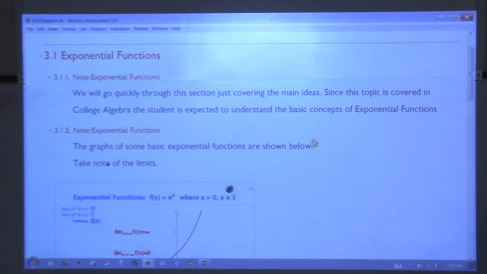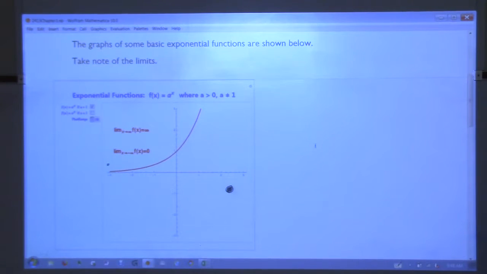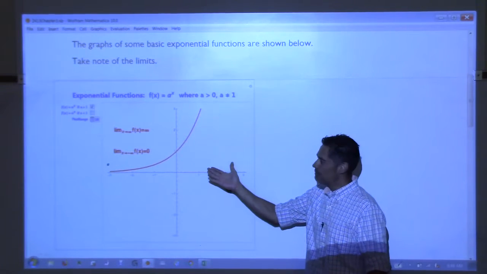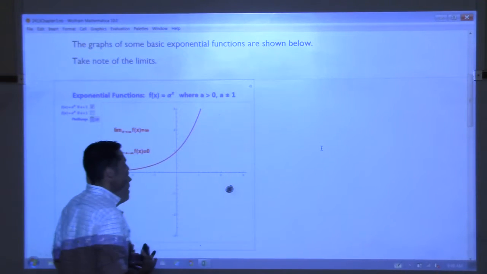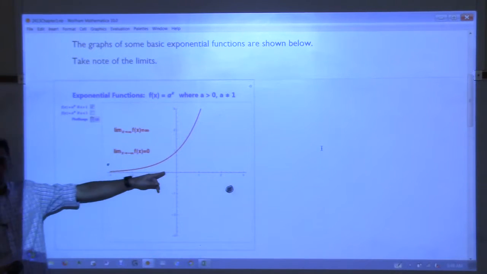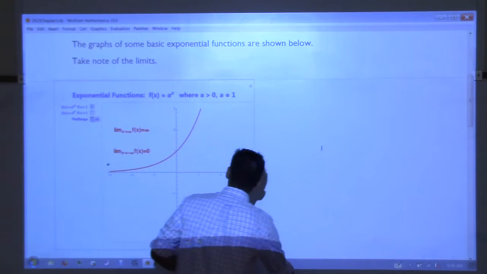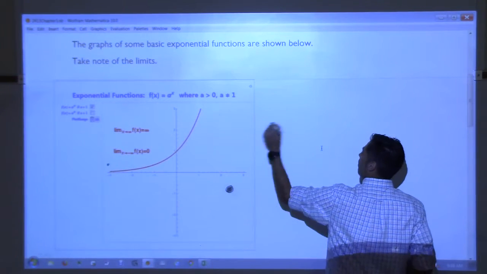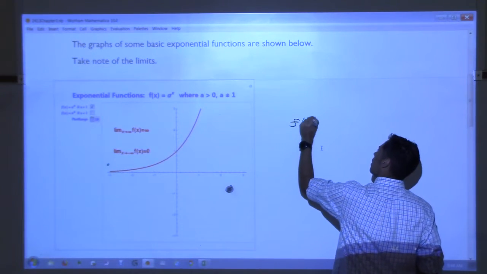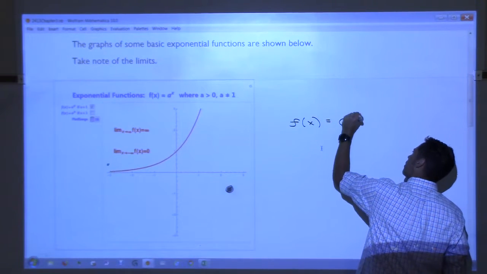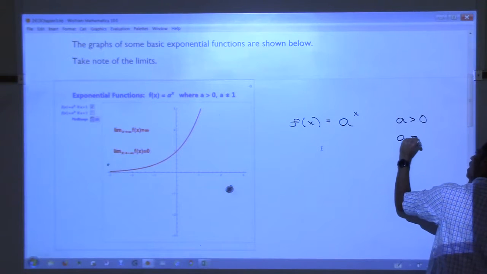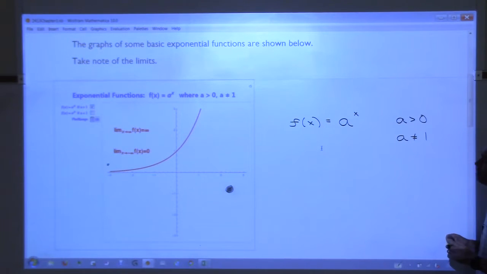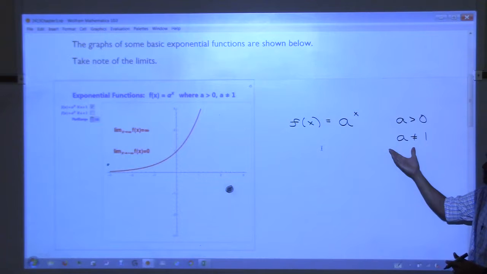I even say we're going to go quickly through this. So I really do hope that you remember what an exponential function looks like. This is what an exponential function looks like. Let's take a look at some of its behavior. I should state here, this is the function that we're looking at, f of x equals a to the x, where a is bigger than 0 and a is not equal to 1. This is the way that we define exponential functions back in college algebra.